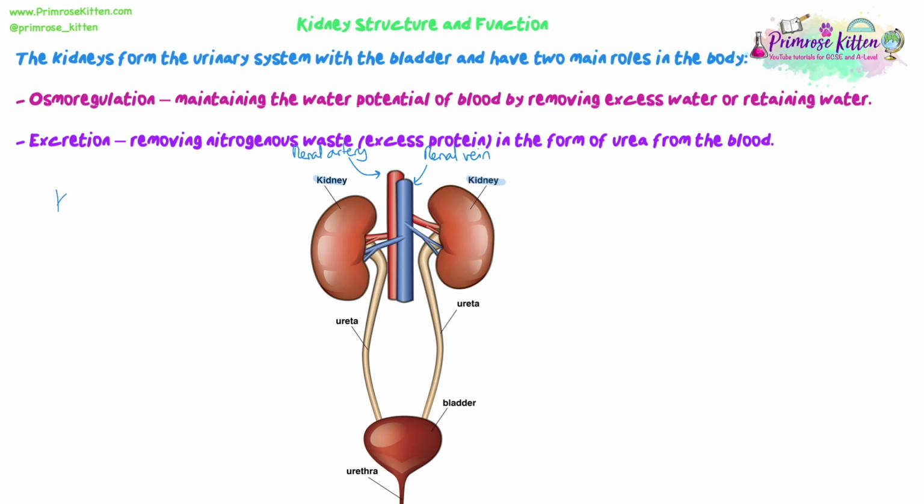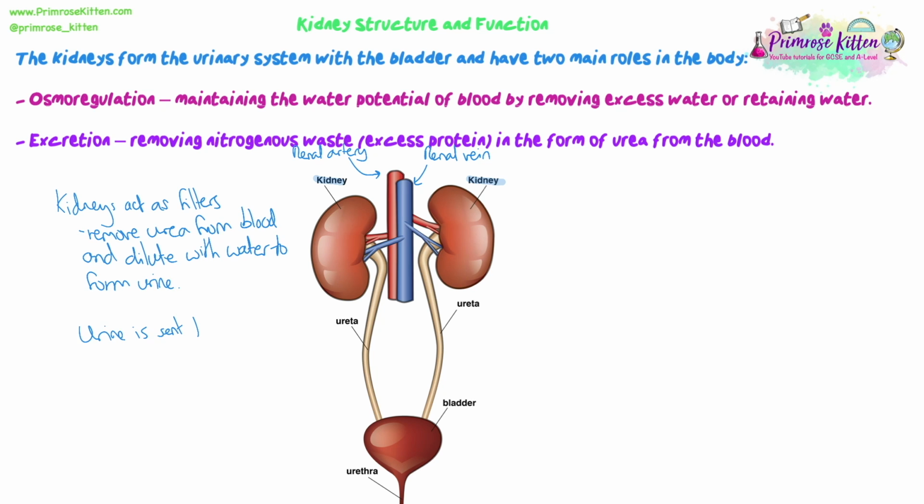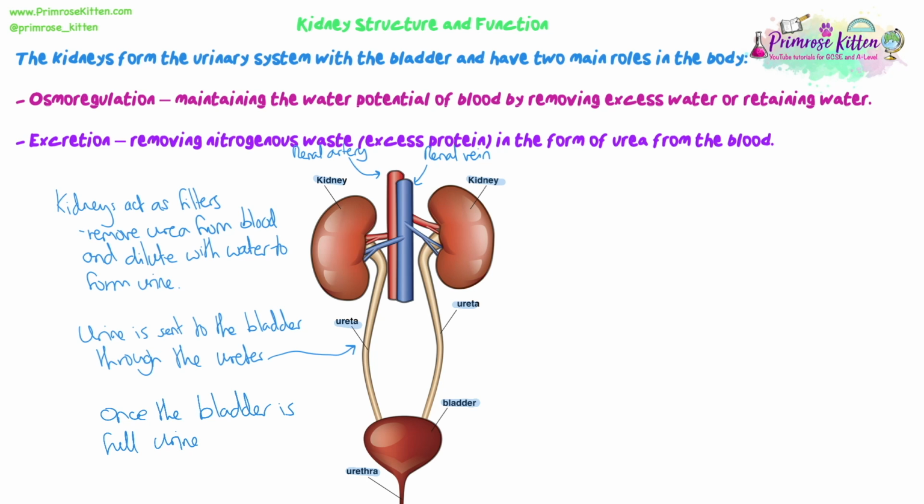The kidneys, as we said, act as filters, and they are removing urea from the blood and then diluting that with water to form what we call urine. The bladder collects the urine. Once the bladder is full, the urine will leave the body out through the urethra, which is probably the term you've heard, and then ureter is obviously a similar type of tube, hence the name.